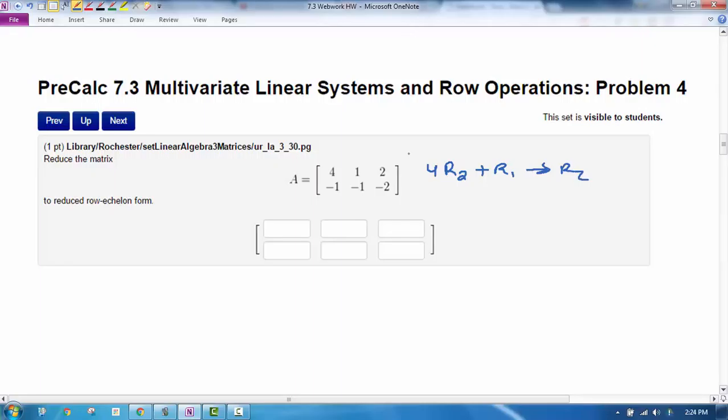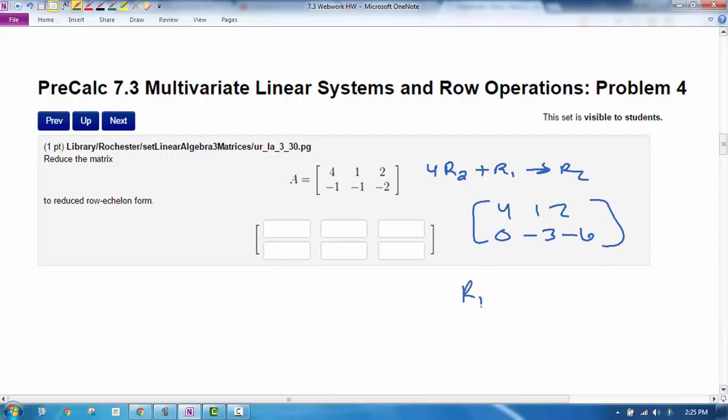So if I do that, row 2 times 4 would be, this would be negative 4. When I add it, I get a 0. So I'd get this new matrix right here. This would be a 0. And then the next one would be negative 4 plus 1, which is negative 3. And then the next one would be 4 times negative 2, which is negative 8, plus 2 is negative 6. So I get this matrix here.